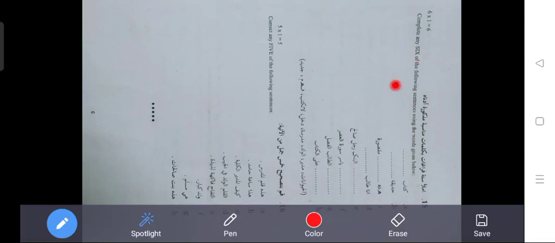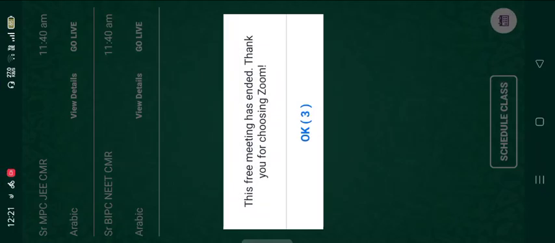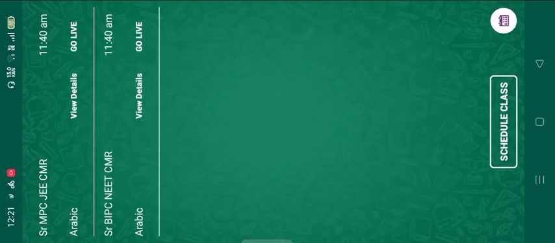Complete any 6 of the following sentences using the words given below. So what he will do, he will give you the answers underneath the fill in the blanks. You have to choose the correct answer from the options given, then put into the blank. The fill in the blanks will come from section grammar. Here he is giving kitabu dash. See, fill in the blanks are over.